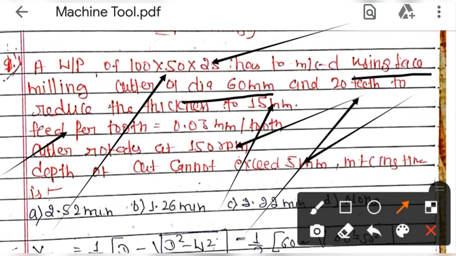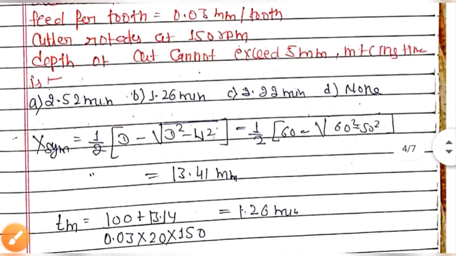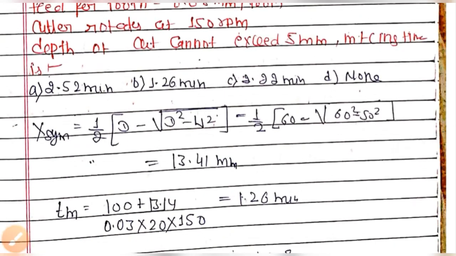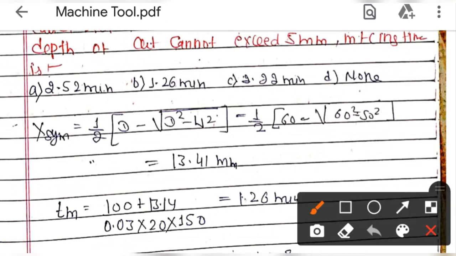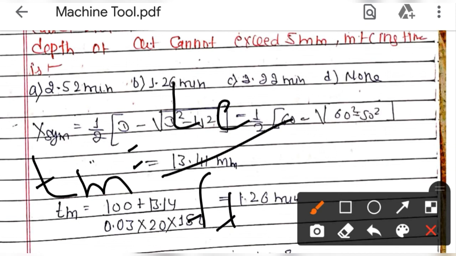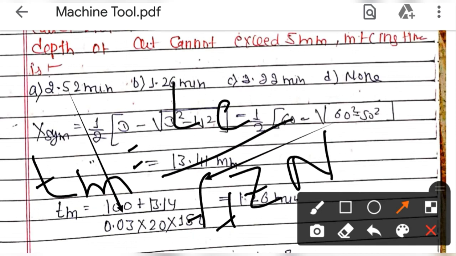We need to find the machining time, tm. This is the case of symmetric face milling, and we know the machining time is effective length divided by ftZn. So what will the effective length be? It is the length of the workpiece, which is 100, plus the compulsory allowance x. We need to find x for the case of symmetric face milling. The formula is over here.